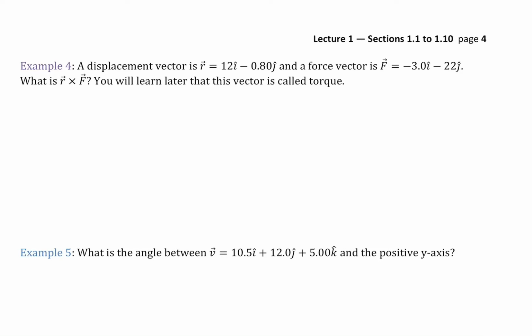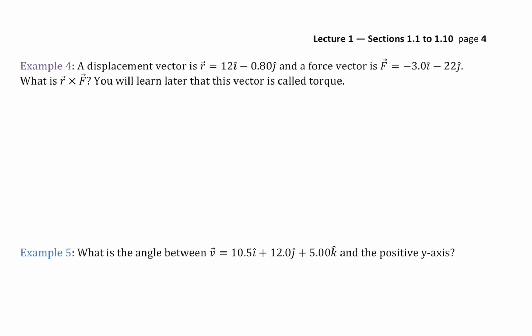A displacement vector is r equals 12i hat minus 0.8j hat, a lot like our previous displacement vector. And our force vector is negative 3i hat minus 22j hat. The only difference with these vectors is that neither of them has a k hat component anymore. I've completely gotten rid of the k hat component because I want to illustrate an idea about the cross product.